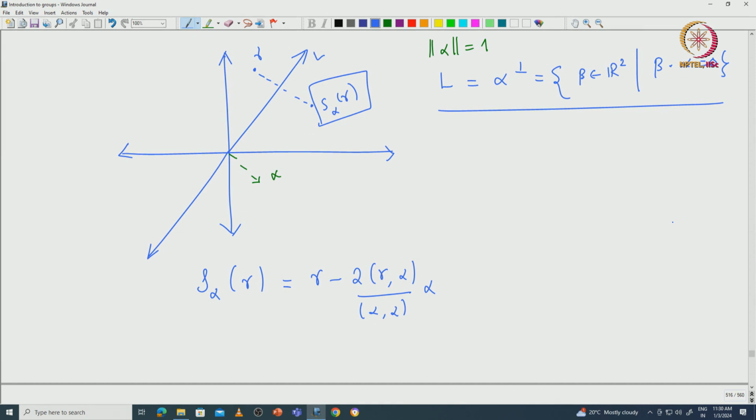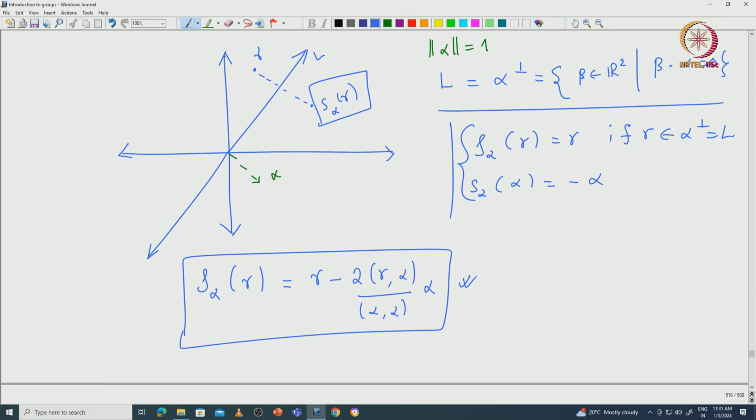But anyway, now using this explicit formula, you can check that S alpha of gamma will be gamma if gamma comes from this alpha perp, which is L, and S alpha of alpha is going to be minus alpha. Okay. So, now you can see that S alpha is a linear map satisfying these two conditions. So, because of these two conditions, this must define a reflection with respect to L. Okay. I will leave it to you to check it is indeed a reflection with respect to L, and it is also an isometry. That is something you can verify directly.